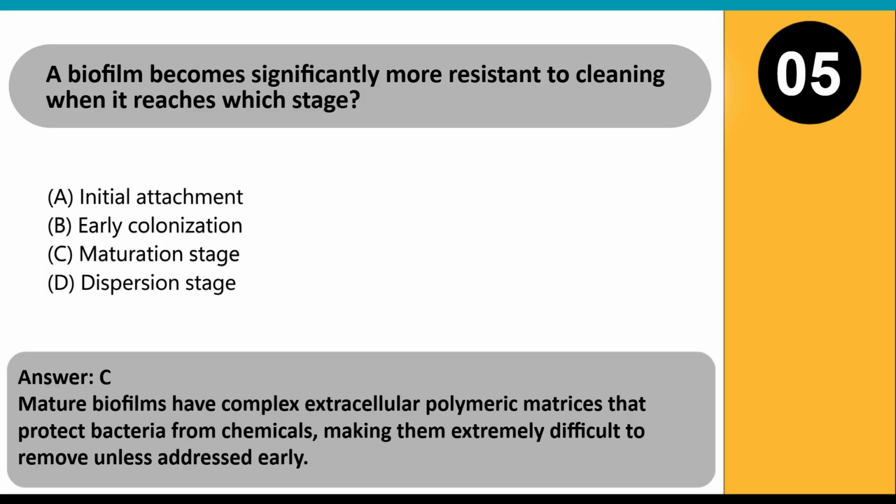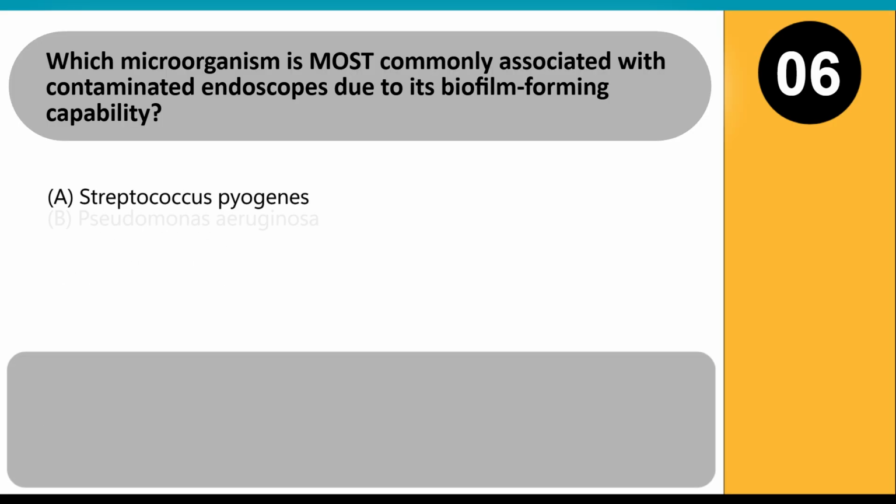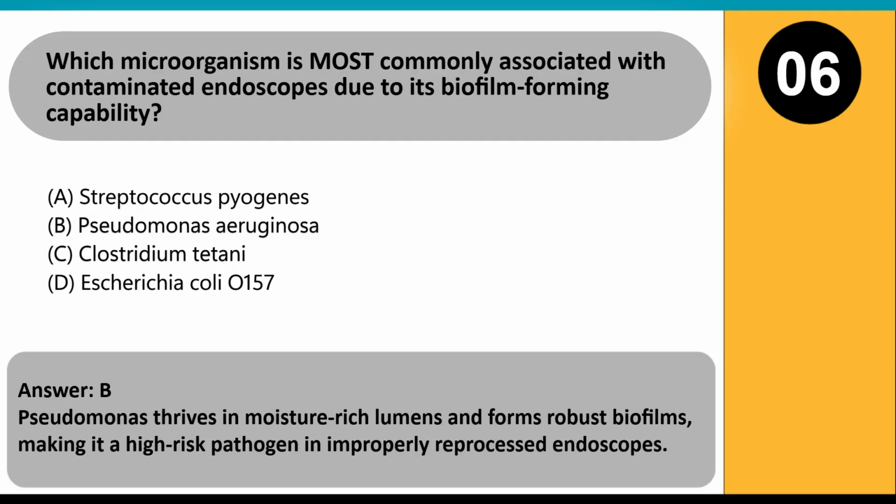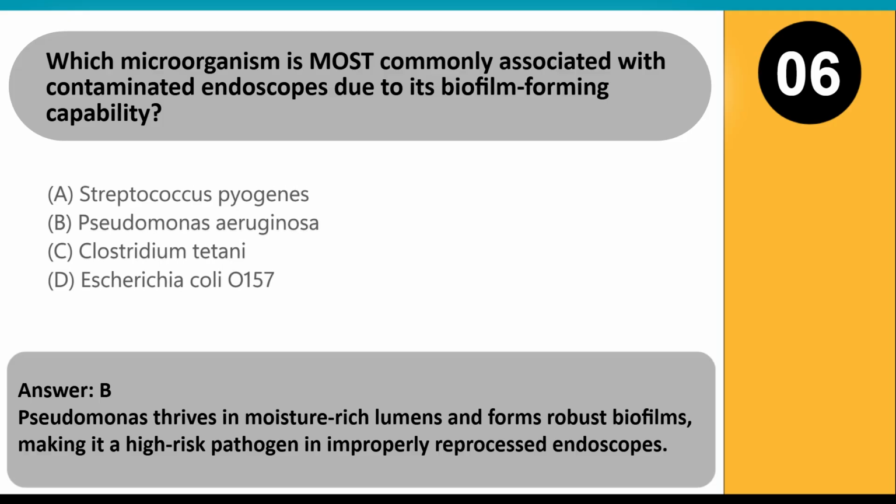unless addressed early. Which microorganism is most commonly associated with contaminated endoscopes due to its biofilm forming capability? A. Streptococcus pyogenes. B. Pseudomonas aeruginosa. C. Clostridium tetani. D. Escherichia coli O157. Answer: B. Pseudomonas thrives in moisture-rich lumens and forms robust biofilms, making it a high-risk pathogen in improperly reprocessed endoscopes.